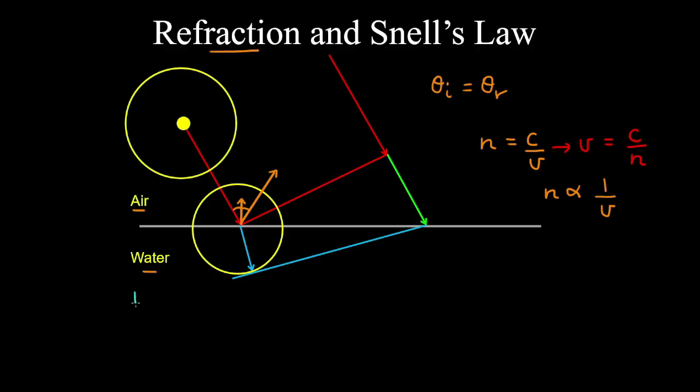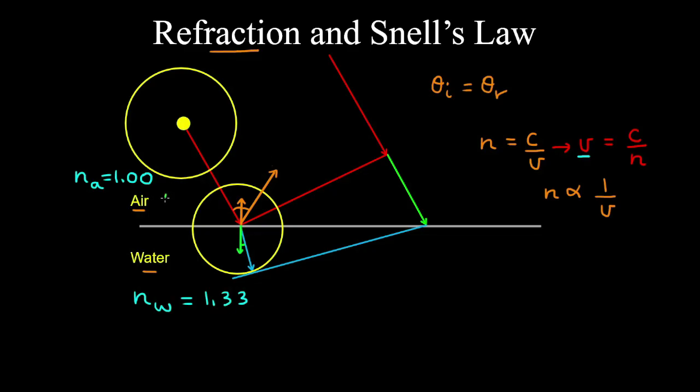So for clarity, the refractive index of water is around 1.33 and the refractive index for air is close to 1.0. So light travels faster in air than it does in water. So when light gets bent or refracted as it enters a medium, we still measure the angle of refraction relative to the normal of the surface.